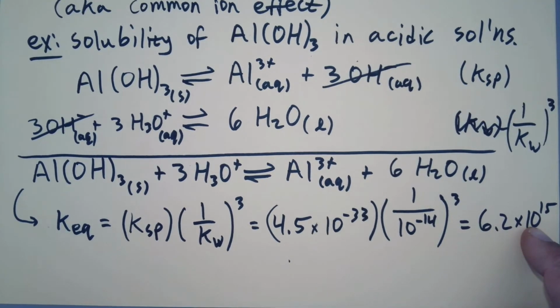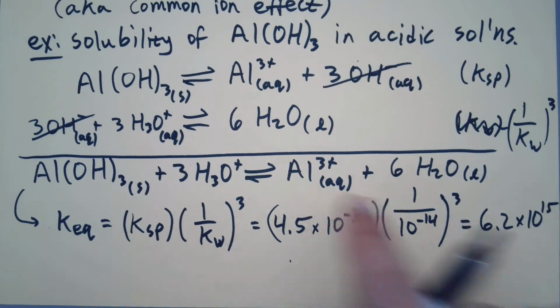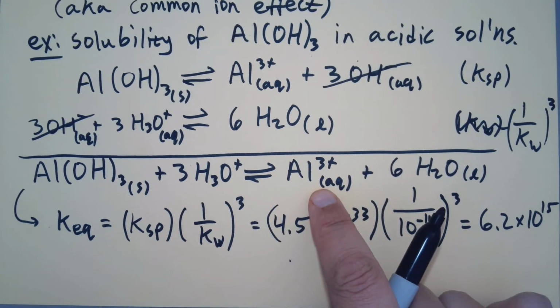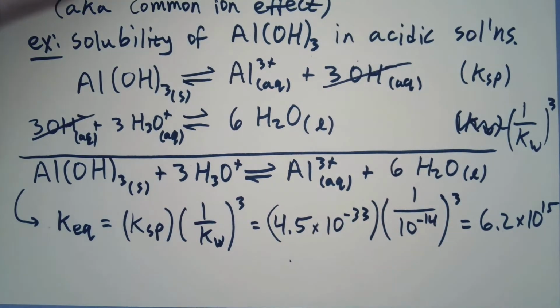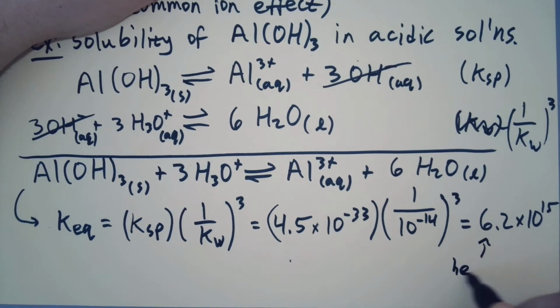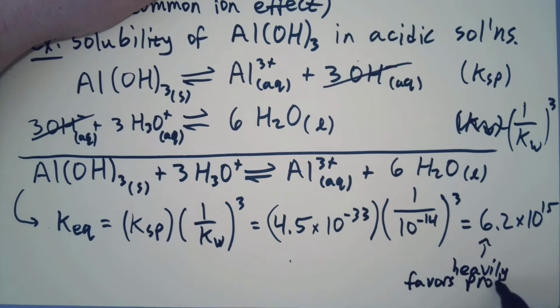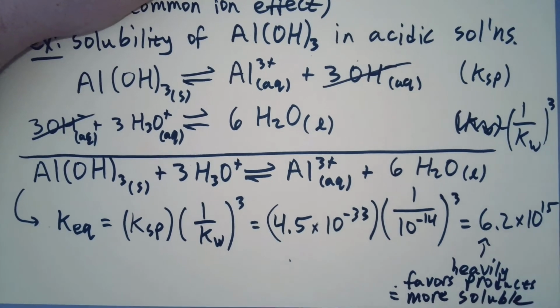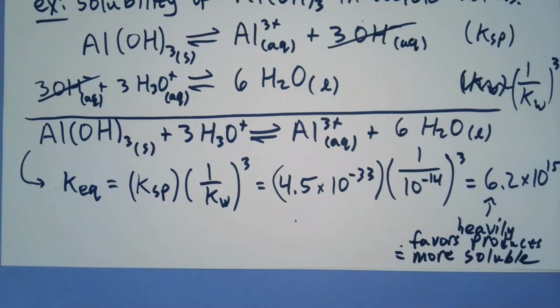So we have a large value here. What does that mean? That means there's going to be a lot of aluminum ion in solution. Okay? So, yeah, that makes sense. It heavily favors products because it's a large value, which means more soluble. Okay?